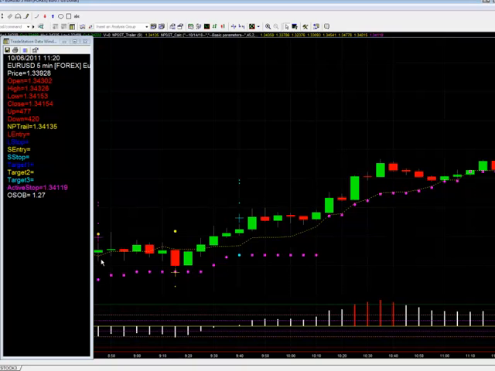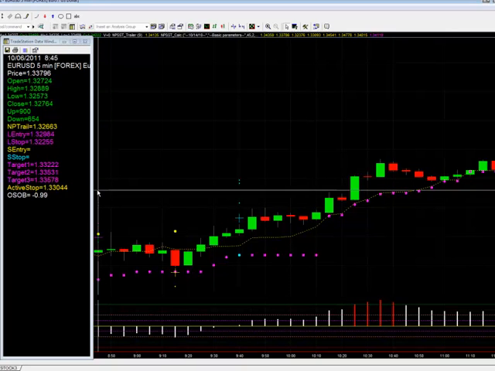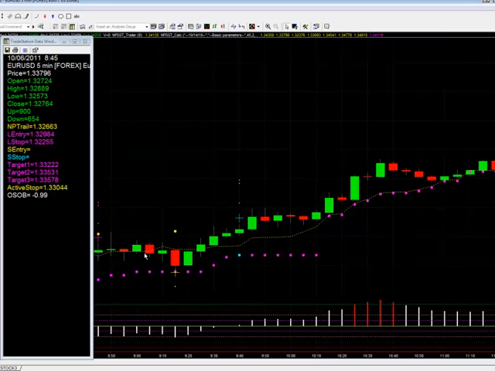How long did it take? We went long at about 8:45, and we were done at 11:20 with the trailer. All risk was off, and we were making money by about 10:20. So that's kind of what you can expect. You know, you could get a stop and reverse. In most cases, you're going to stop out before you get a short in the other direction.